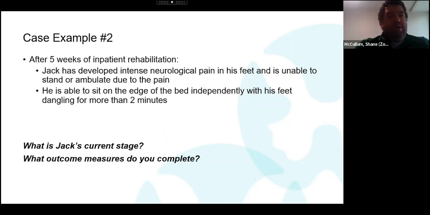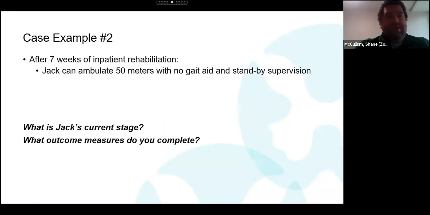And then we'll move on. And thankfully, Jack's pain has subsided, and he's able to ambulate 50 meters after 7 weeks with no gait aid and standby supervision. So even though he has no gait aid at this point in time, the fact that he still requires standby supervision would mean that he is still only at a 3A. So if you remember, the difference between a 3A and 3B is the fact that there's standby supervision for 3A, whereas 3B is independent. So he'd be at that level right now.